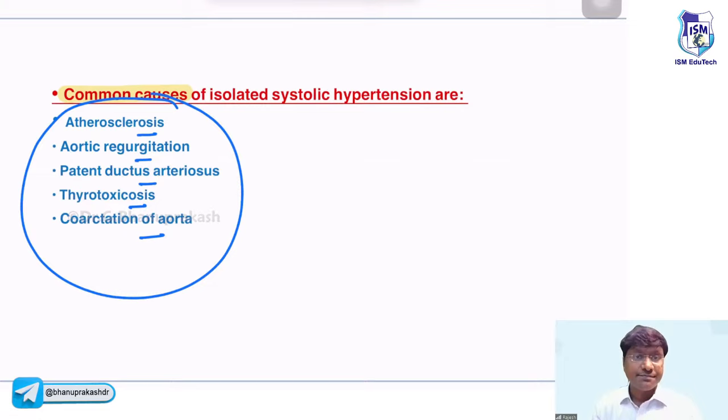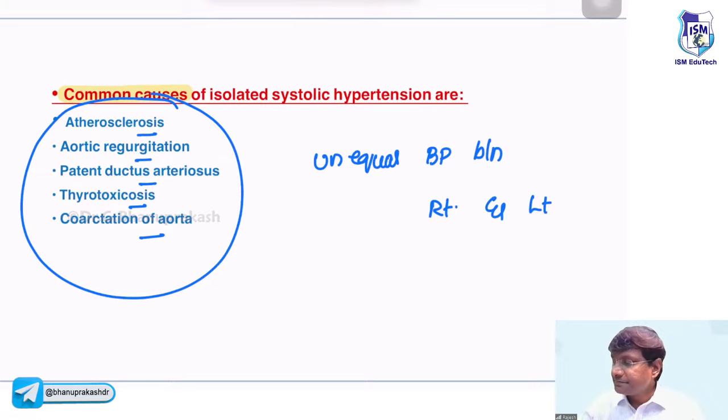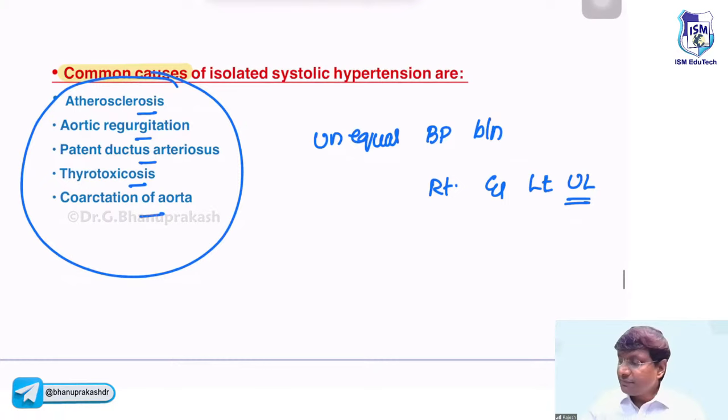And you need to be very much aware of the conditions where you have unequal blood pressure between the right and left upper limb. Okay, so for unequal blood pressure between the right and left upper limb, one of the very important causes is Takayasu arteritis.